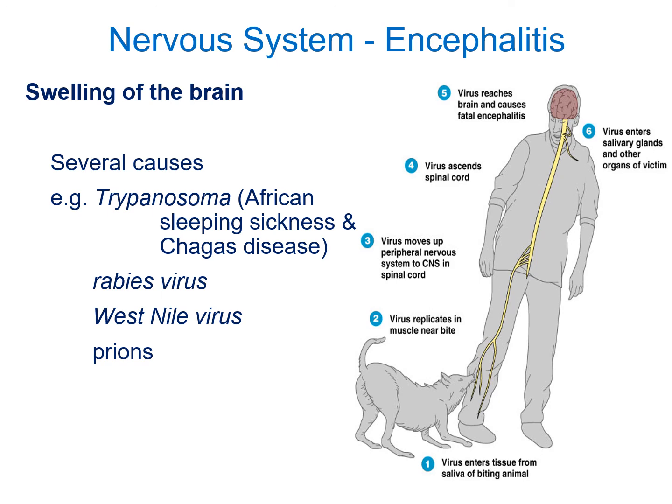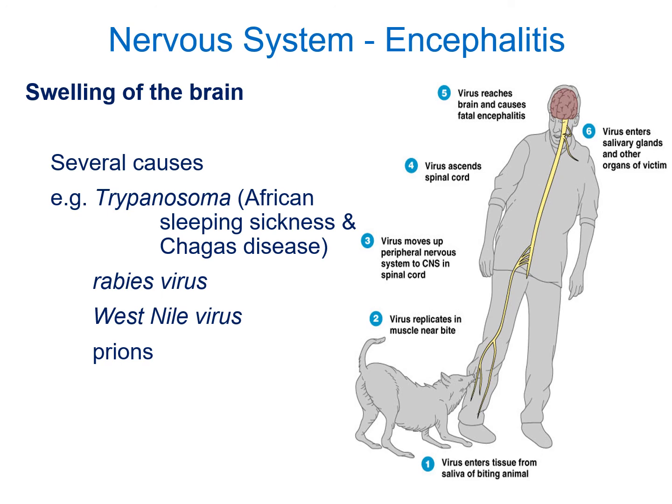One is Trypanosoma, which, if you remember, is a single-celled eukaryote. It's a protist, it's a protozoan. African sleeping sickness and Chagas disease are caused by members of this genus. We have the rabies virus that we just talked about. It causes encephalitis. It causes the brain to expand. West Nile virus does this as well. Prions cause infections of the brain. They can actually punch holes in the brain as well.